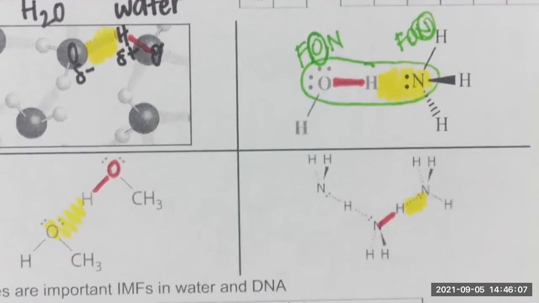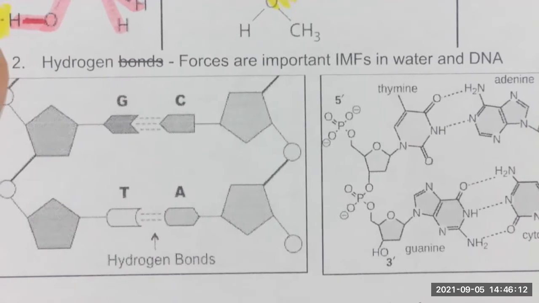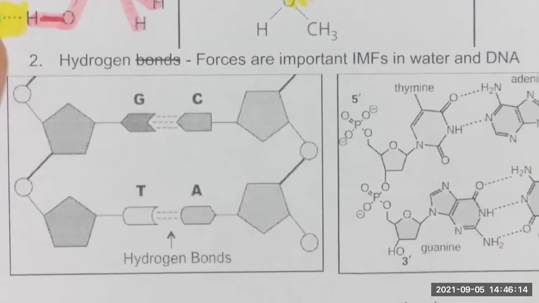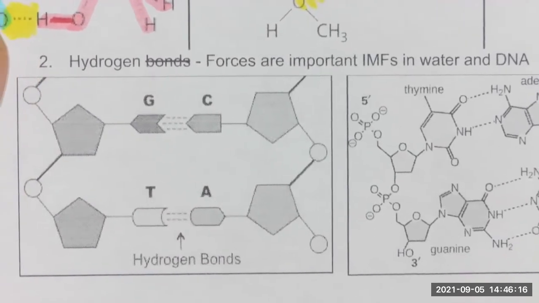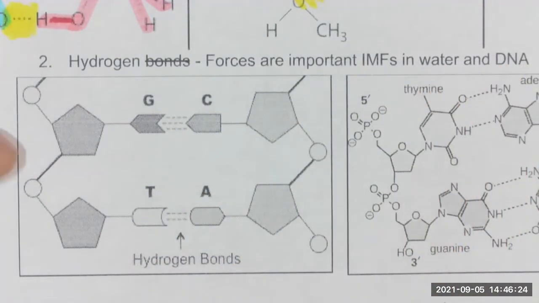Hydrogen forces are important in two substances they use a lot on the AP test. The first one is that they look at DNA, and the other is water. So DNA and water. In biology class, they would be like, look at this picture.